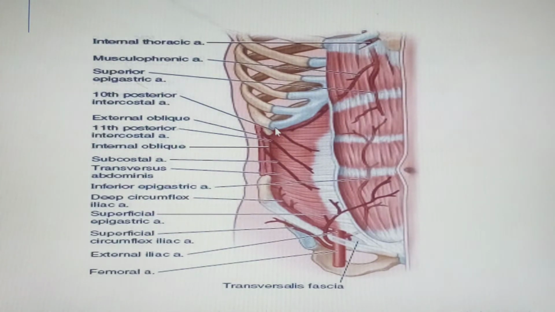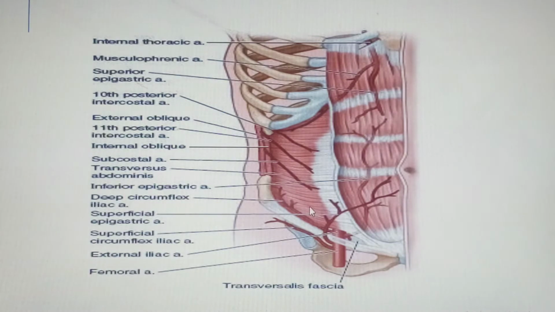And you can see as they are running somewhat inferiorly, from the superior aspect coming inferiorly and then from the lateral aspect reaching the anterior abdominal wall, they are going to supply the superficial and deep abdominal wall around the lumbar area, around the flank or the lateral aspects of the body. Similarly, that's what the subcostal artery is going to do.